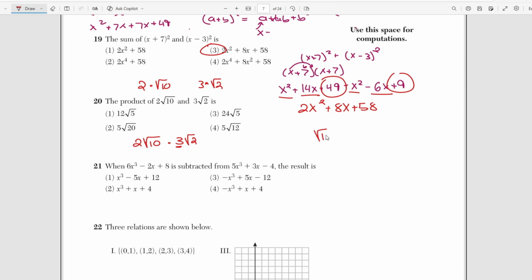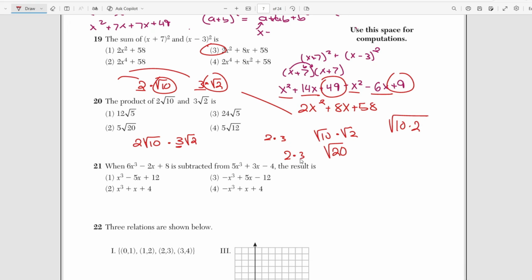So here I have radical 10 times radical 2. And here I have 2 times 3, those are my coefficients. So I multiply these two together, I write them separately, and then I multiply these two together, and I write them separately, okay? So radical 2 times radical 10, what's that equal to? Well, that's the same thing as saying 10 times 2 under the same radical, which is radical 20. So here I have 2 times 3 times radical 20. Okay, so this is what that turns into.